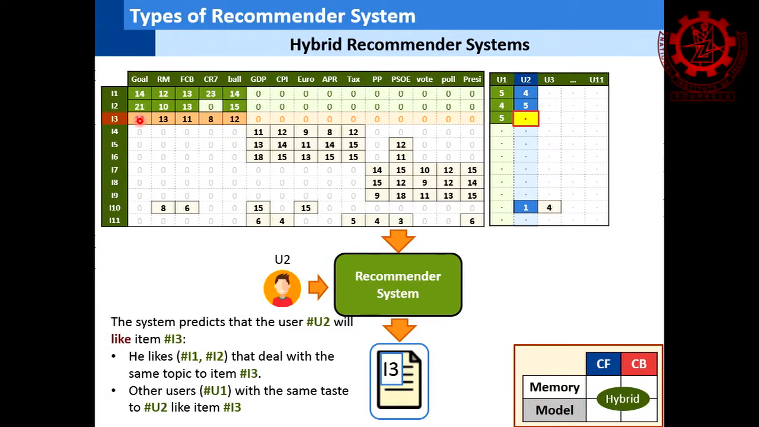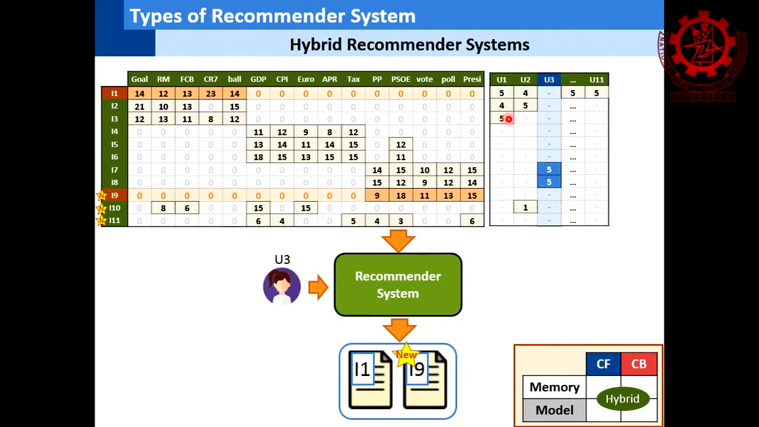Another important reason to recommend this is because other users have consumed this item and liked it. Here we have one user, U1, who has consumed the item I3 and has rated it with a high value. So we have two different reasons, one collaborative and another content-based, for recommending this item. Can you see it? Okay.